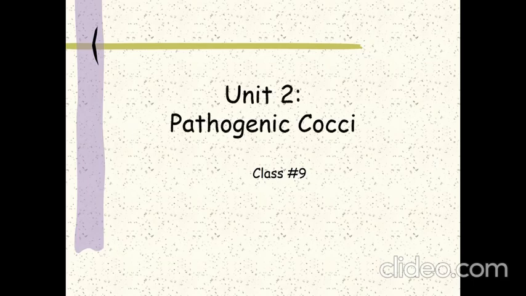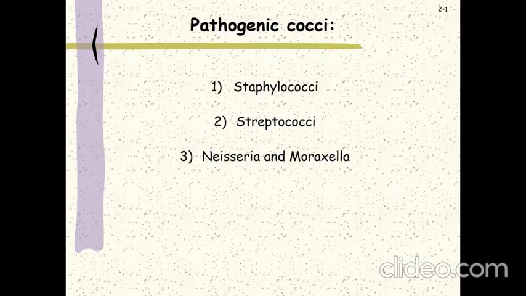Welcome to class number 9, beginning of Unit 2, and we're going to be talking today about pathogenic cocci. So we're going to cover 4 different pathogenic cocci. The first one up here is staphylococci, and these occur in clusters. So these are gram-positive cocci that occur in clusters.